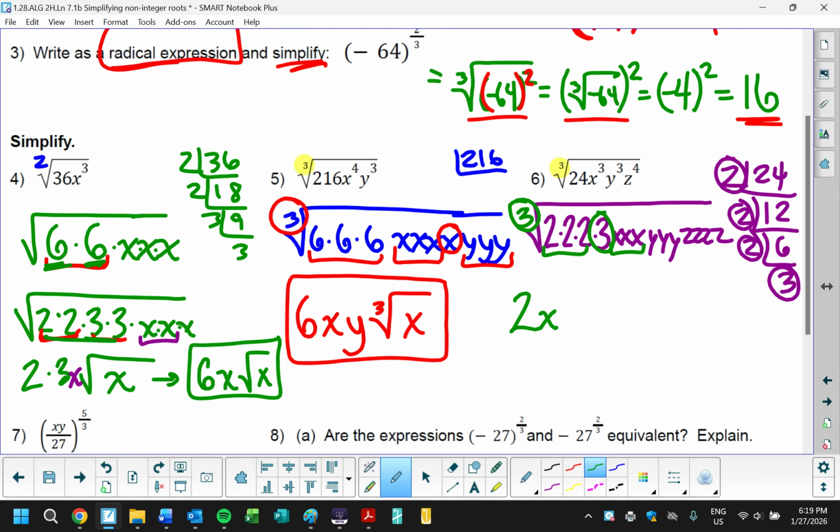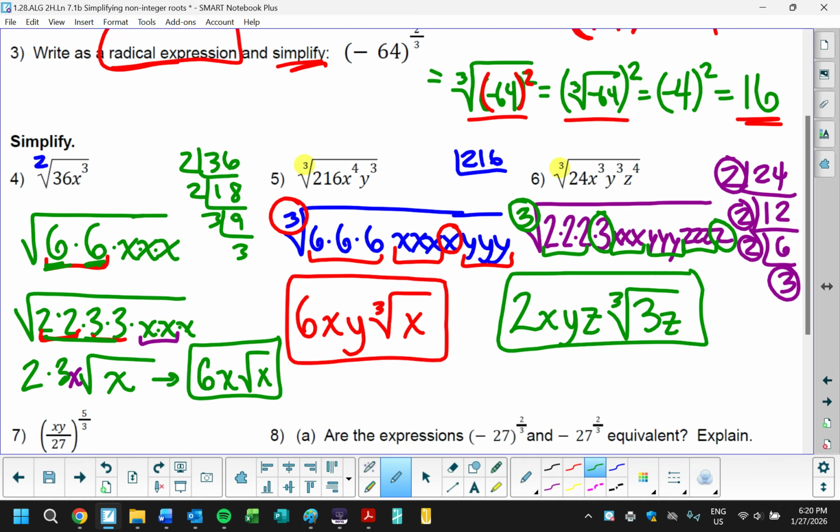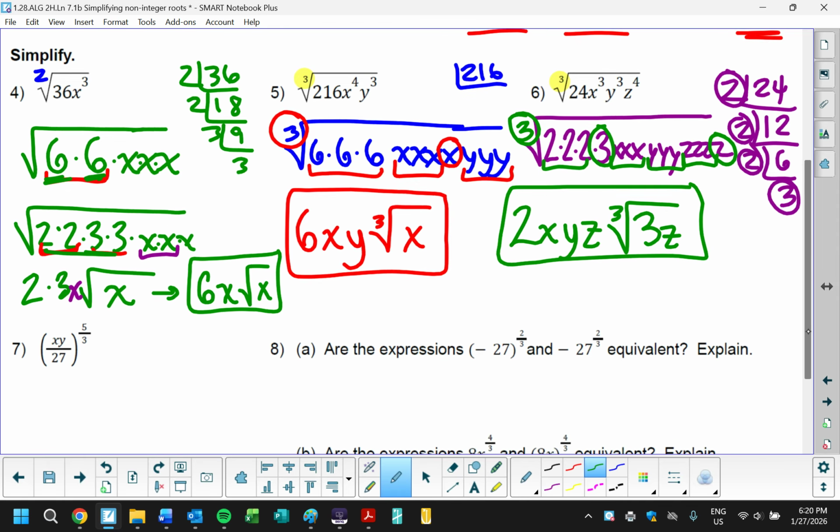I see an x can be pulled out. A y times itself 3 times can be pulled out. And a z as well, but with 1 extra z, which leaves us with the radicand of 3z. So the final answer in simplest form there is going to be 2xyz multiplied by the cube root of 3z.